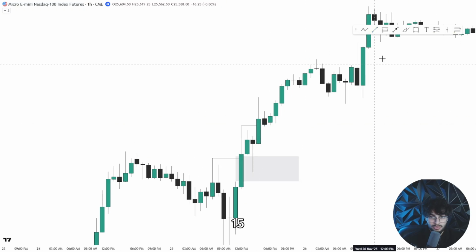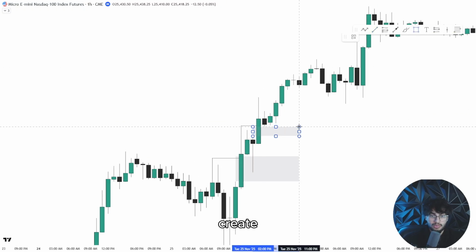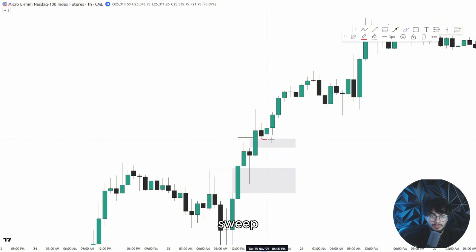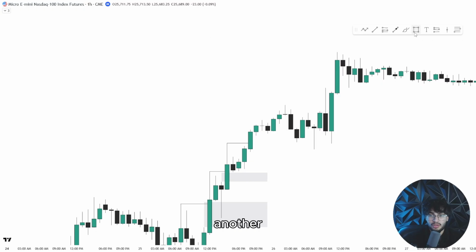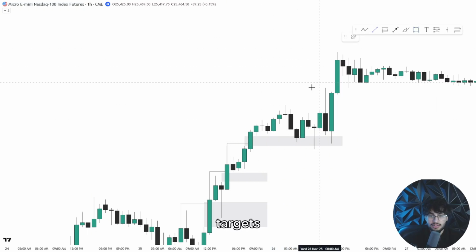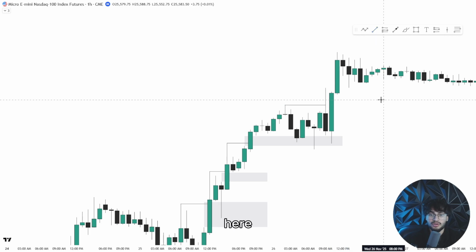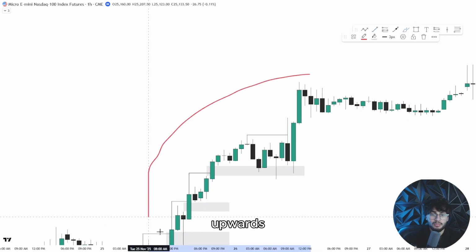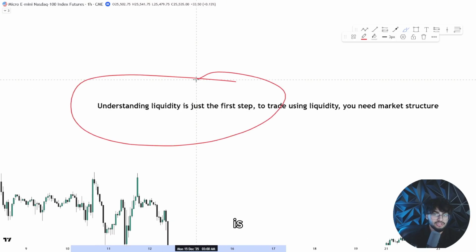We form another 15-minute fair value gap right here that we create an SMT with. So we actually sweep into this area and what do we target? The swing high right here. This is another 15-minute fair value gap that we create, and price of course taps into that area and targets the swing high that's resting above here. And we continue to do that in an upwards trend. And understanding liquidity is just the first step.